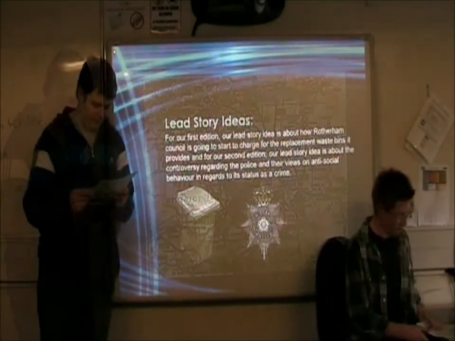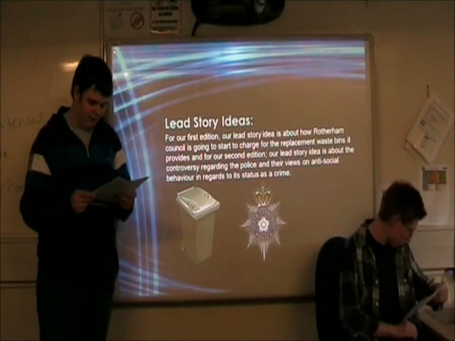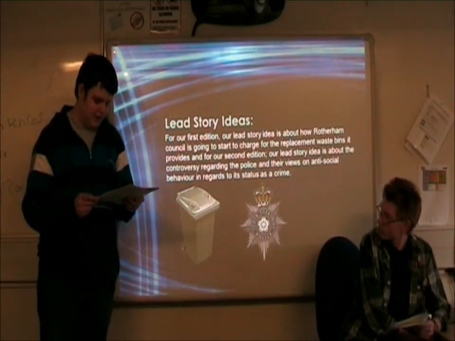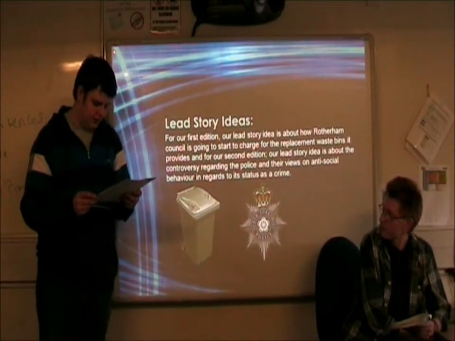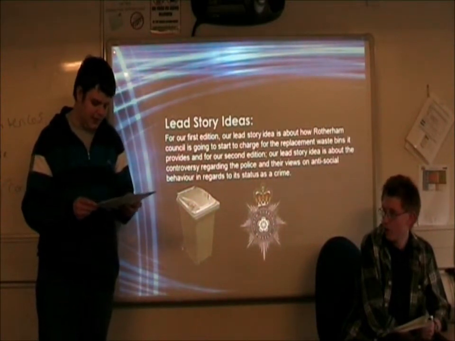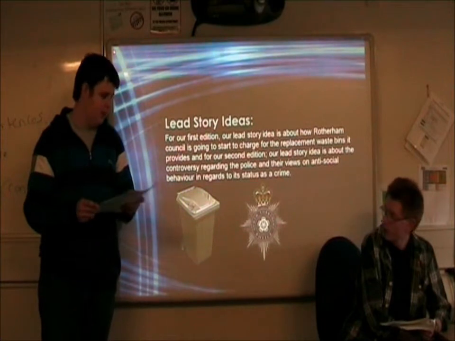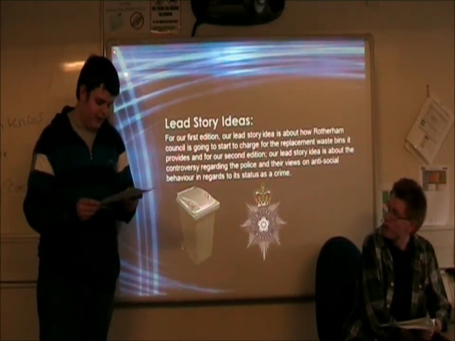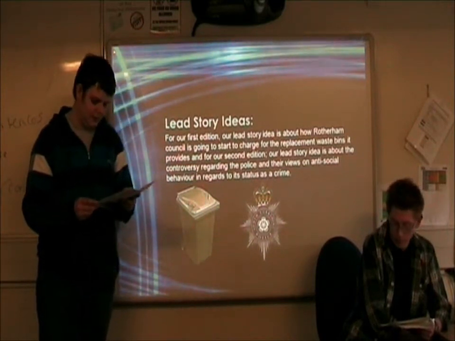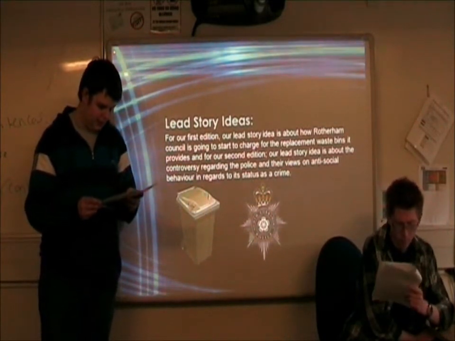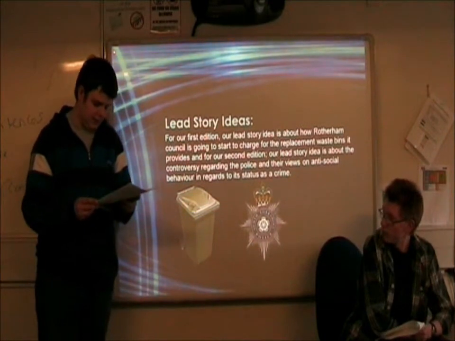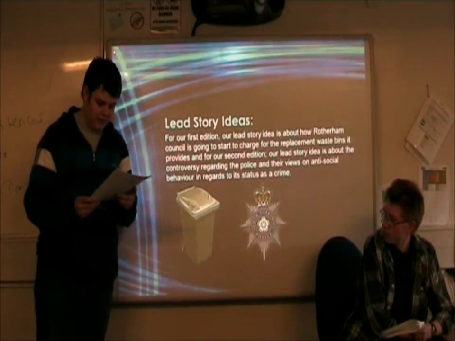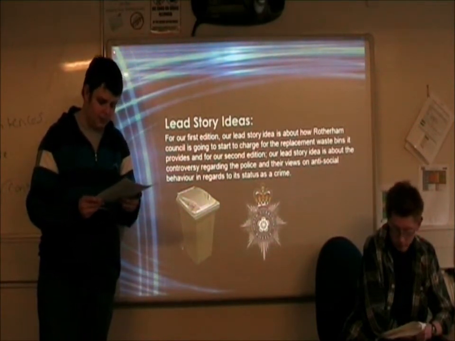For our first edition, our lead story idea is about how Rotherham Council is going to start to charge for the replacement waste bins it provides, and for our second edition, our lead story idea is about the controversy regarding the police and their views on antisocial behaviour in regards to its status as a crime. These two stories have been chosen as the first will directly affect the people of Rotherham financially, and in the context of the newspaper portraying the agenda of our local people, in order to address its target demographic in a financially uncertain time. The story to us is considered newsworthy.